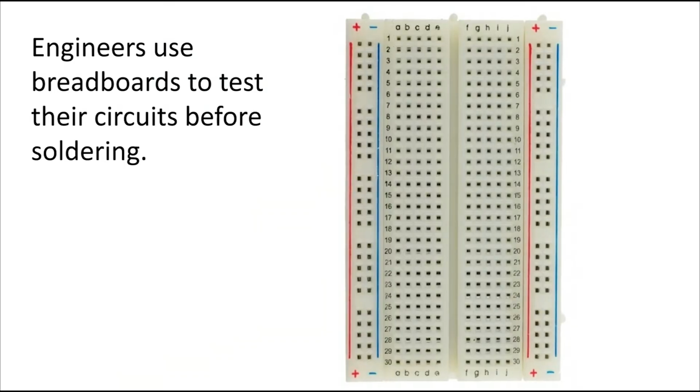Before we start the activities, we have to first discuss what a breadboard is. A breadboard is what engineers use to test their circuits before soldering components together. The positive and negative strips connect all the holes in their respective columns together. You will want to attach your positive pin and negative pin from the battery to the correct rails as indicated by the symbols on the breadboard.